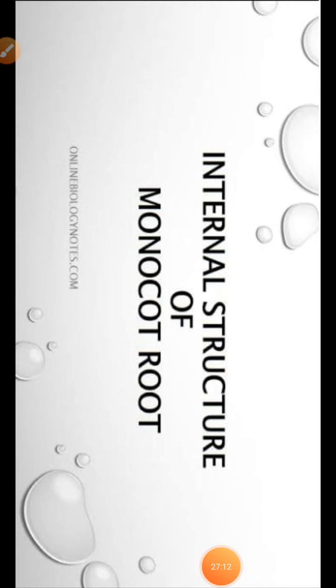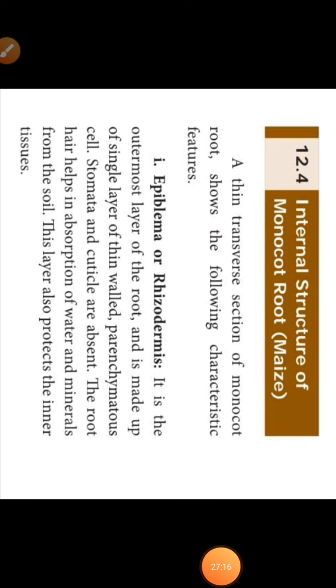Next, internal structure of monocot root. A thin transverse section of monocot root shows the following characteristic features. Epiblema or rhizodermis. It is the outermost layer of the root and is made up of a single layer of thin-walled parenchymatous cells. Stomata and cuticle are absent. The root hairs help in absorption of water and minerals from the soil. This layer also protects the inner tissue.